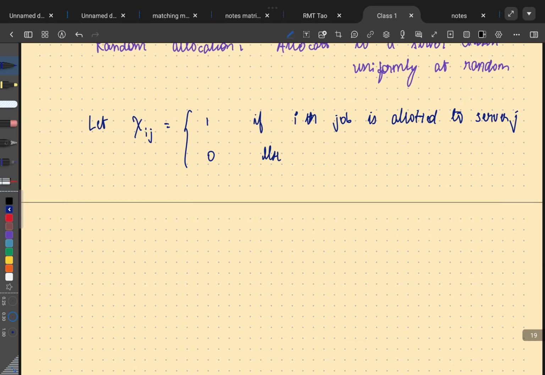Okay. So now I have m times n random variables. I can think of this as a matrix which tells you how the jobs were allocated to the different servers. So this chi_ij, i corresponds to the jobs. There are m jobs and n servers. So you can write this in the form of an m by n matrix.